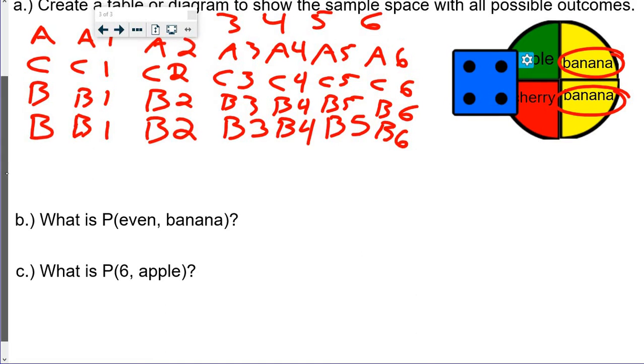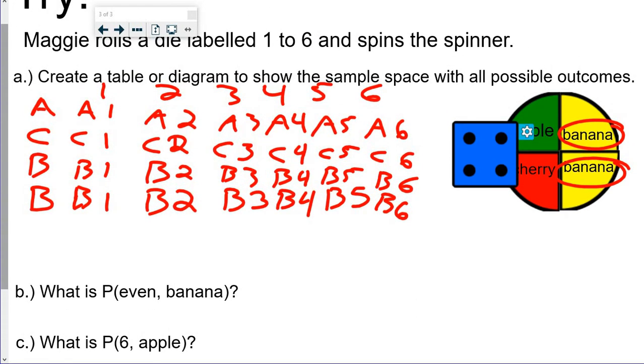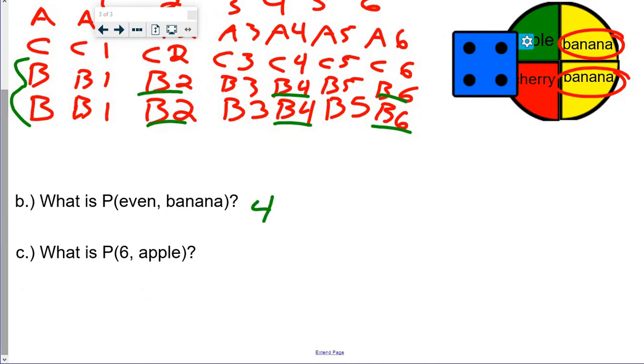So what is the probability of even and banana? We know that it has to be banana, so we're right in here, and we know that it has to be even. So 1, 2, 3, 4, 5, 6 out of 4 times 6 is 24. So 4 out of 24, and the percent is 16.6 repeating percent.